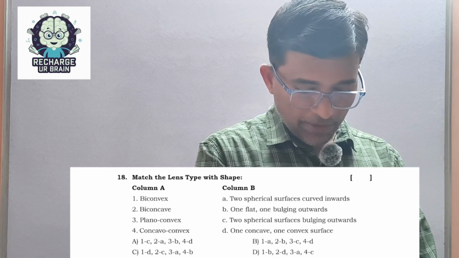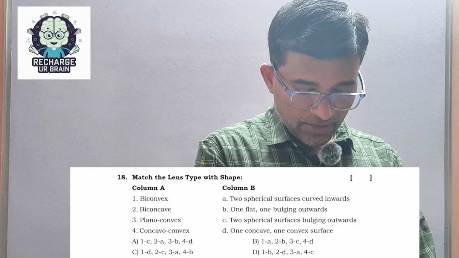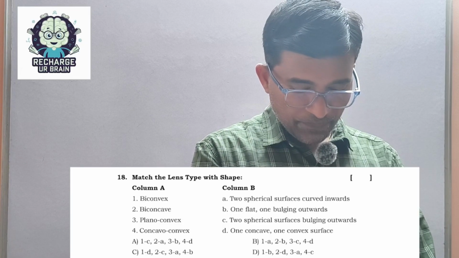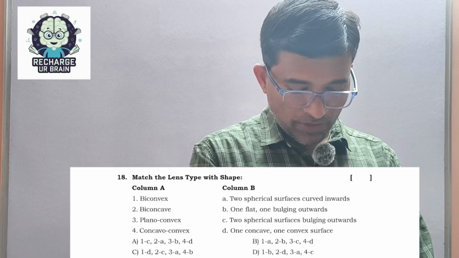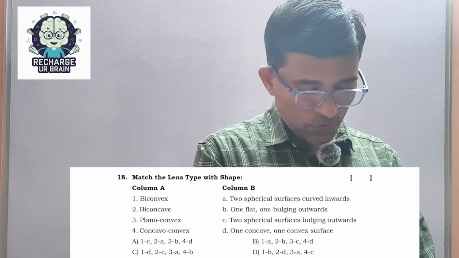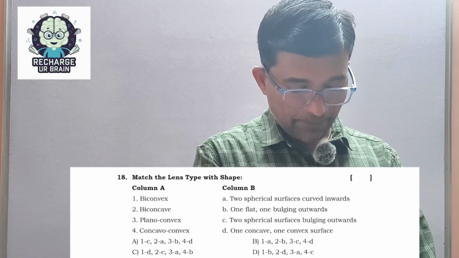And third one, plano-convex, means one flat, one bulged outwards. Concavo-convex, one concave, one convex. So for the 18th one, the right option is A.